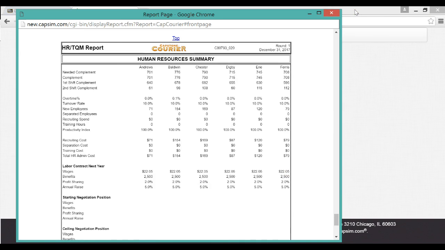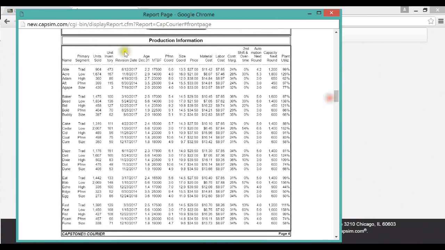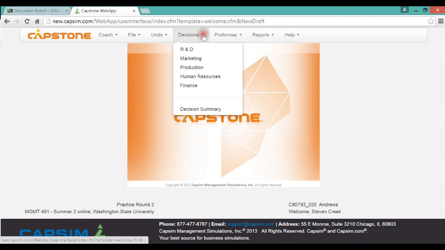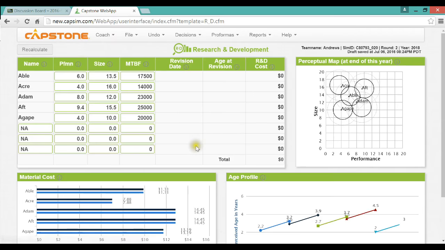So now we'll go actually make the decisions, and I'm going to keep this open for reference. And again, I like to use the product information primarily, so I'm going to just leave it there. And if we go back to our main page and click on decisions, we can use each of these 5 areas to make different choices and try to ultimately increase our company's profit.